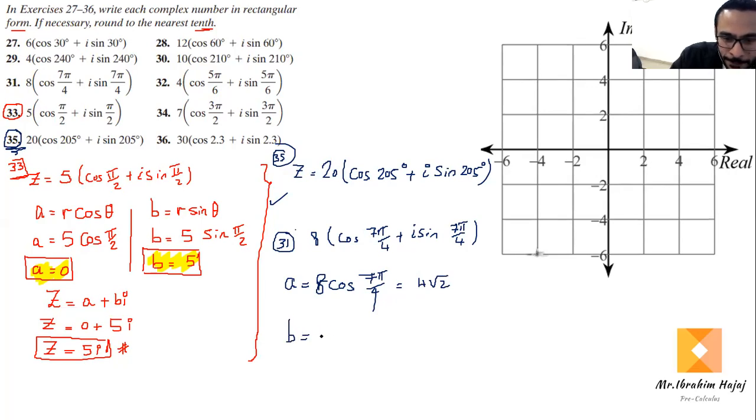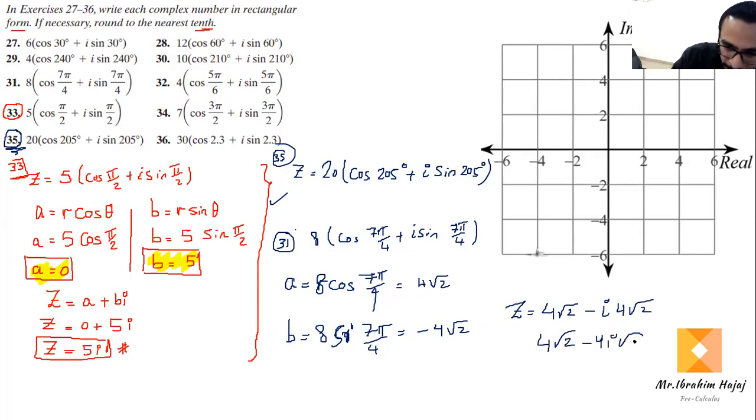Yes. B equals 8 sine 7 pi over 4, which equals negative 4 radical 2. So Z equals 4 radical 2 minus I times 4 radical 2. Exactly, I'll write it as 4 radical 2 minus 4 I radical 2. This is the better order. Nice.